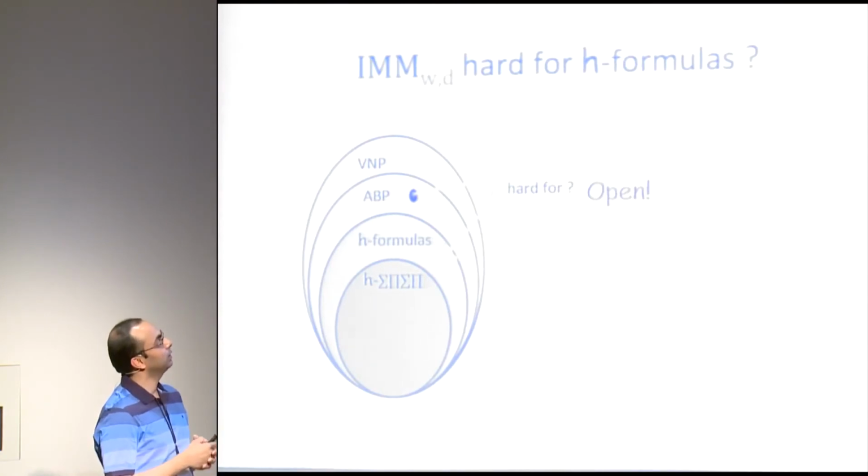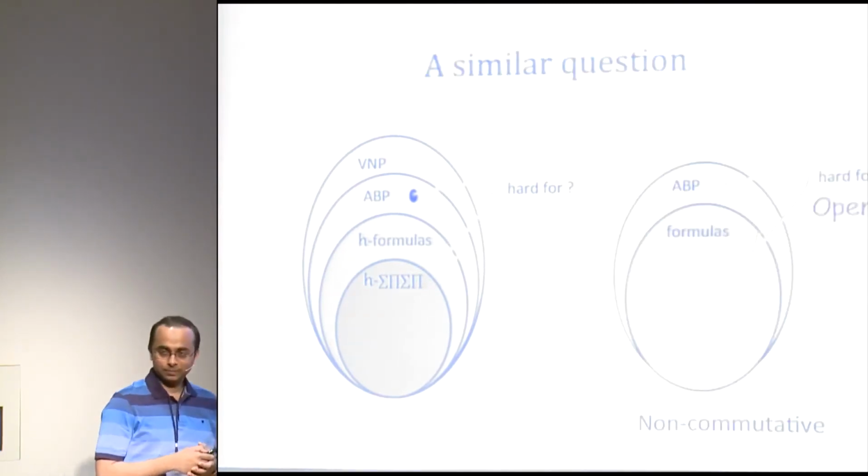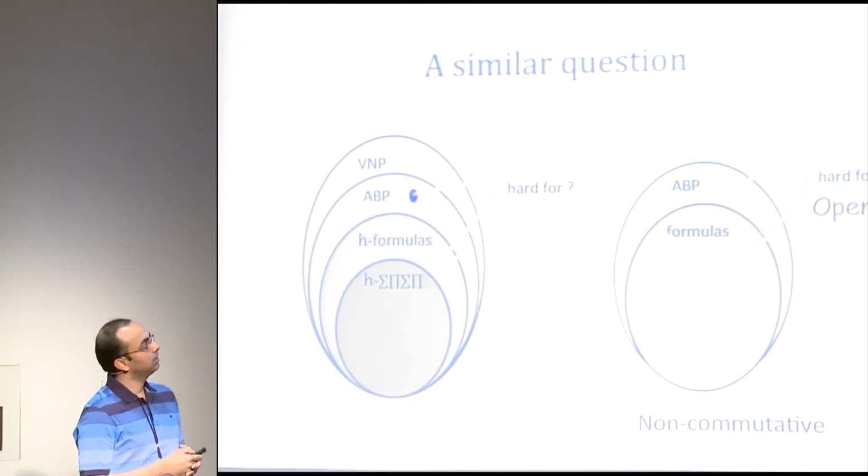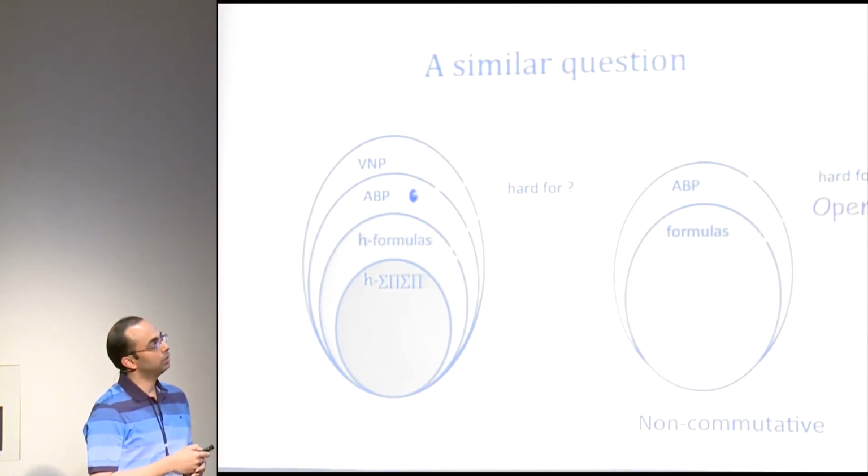So the question is whether one can now make the lower bound stronger and show that ABP is hard for homogeneous formulas. That's open. Now, one related question, also open to my knowledge, is in the non-commutative world: separating non-commutative ABP versus non-commutative formulas.